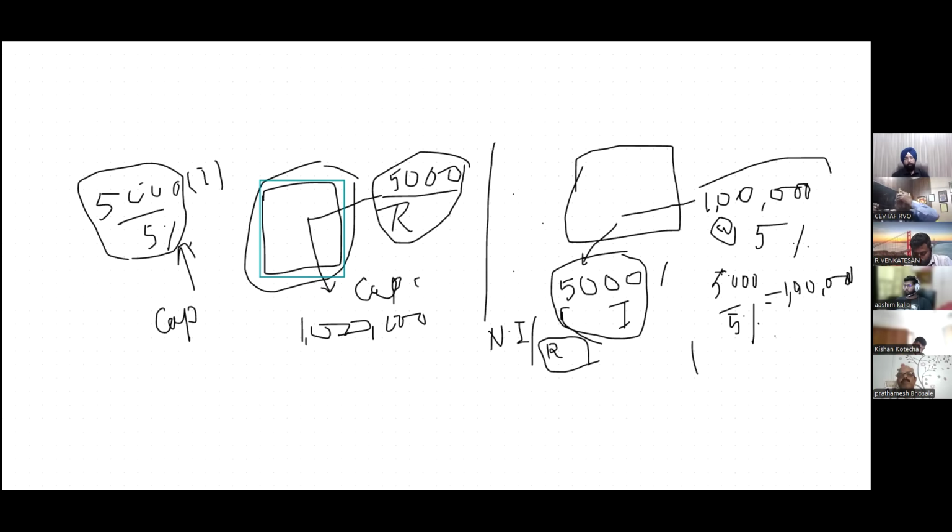Anyone having any doubt? Sir, 5,000 is per annum. 5,000 rent is per annum. Yeah. 5,000 rent is per annum or per month?